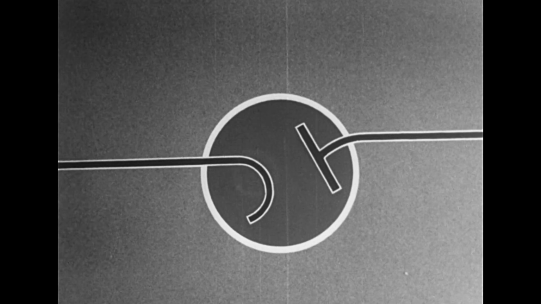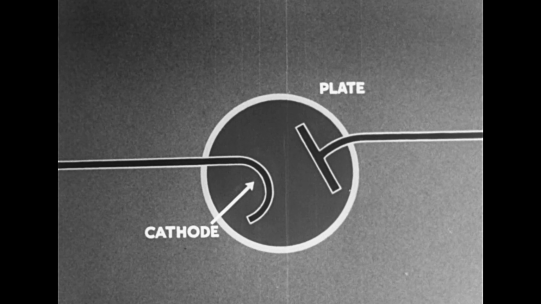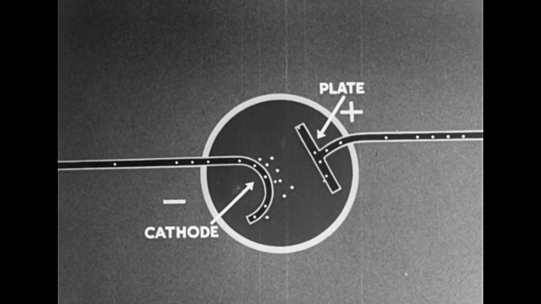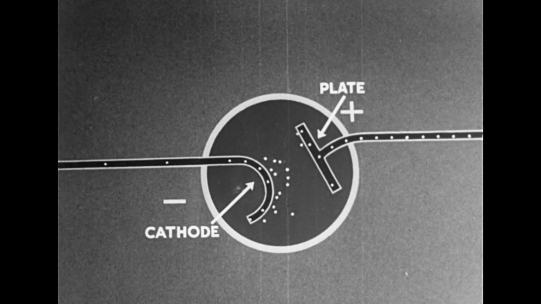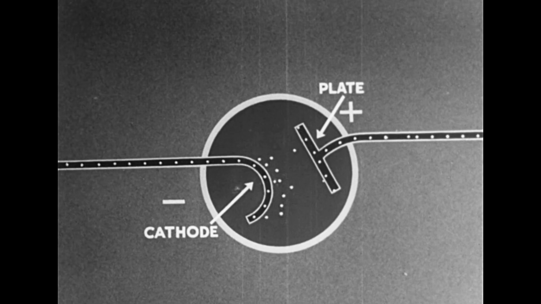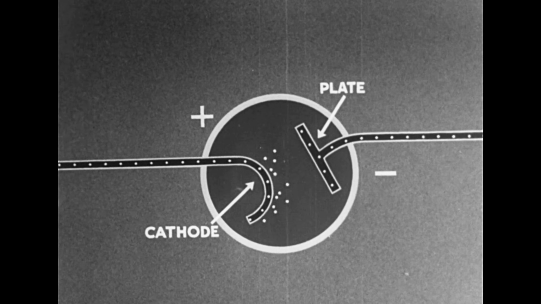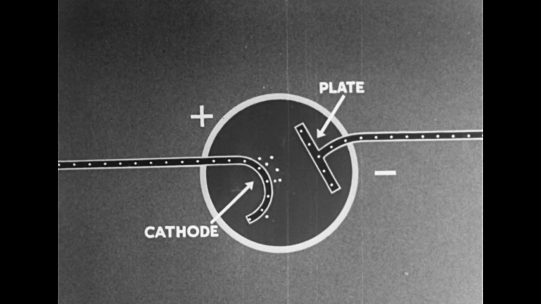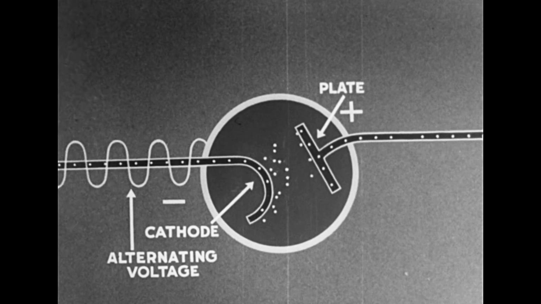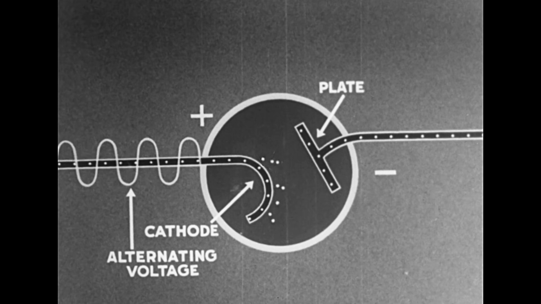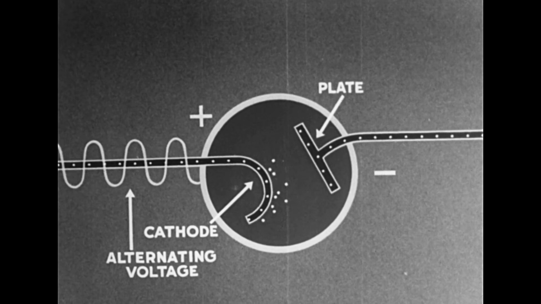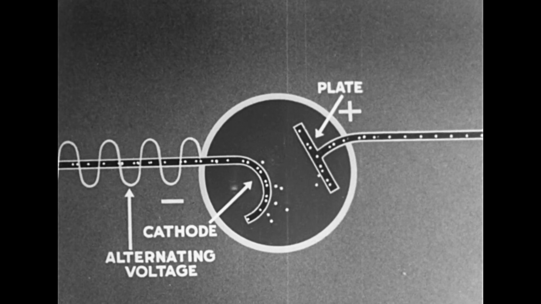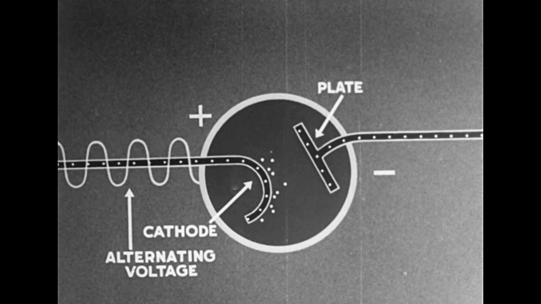Electrons in the conductors leading to this tube with its cathode and plate move to the plate when it is positive, causing current flow in the plate circuit. However, electrons are repelled by the plate when it becomes strongly negative. Now, if an alternating voltage is applied to the tube, current will flow during one half of the wave only. The diode tube is a detector. A unidirectional pulsating current flows in the plate lead.